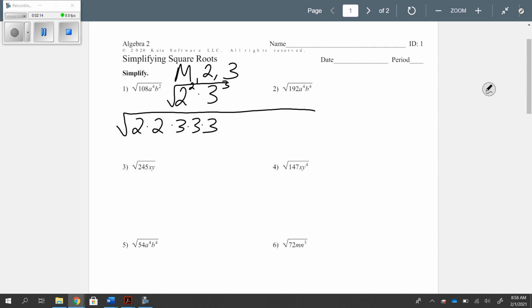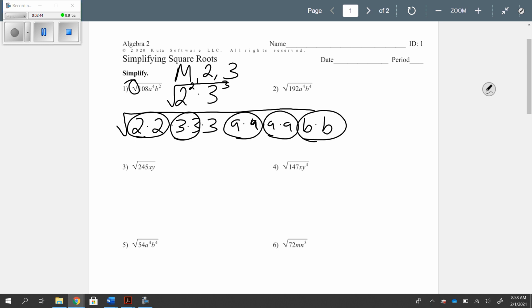But we're not done here. Let's write out those a's and b's. We have a to the fourth, so 4 a's. Times a, oops, that's an a, times a, and then times b, and times b. Now, because it's square root, we're looking for partners to see if you can move outside. So if you have a partner, you can move out. This A with that A, that A with that A, and that B with that B. So there's a lot of partners. They all get to move out.